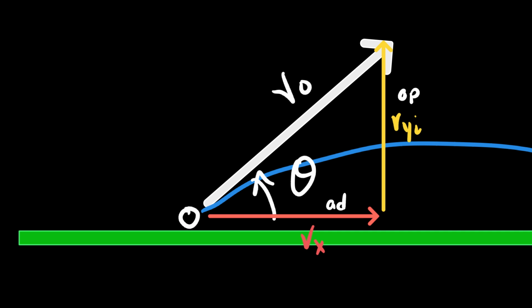If I use my trig, then sine of theta is going to be the opposite side, Vy initial, divided by the adjacent side, V naught. Now, I think I can solve for the initial velocity here, right? Multiply both sides by v naught, and that says that Vy initial is v naught sine of theta.